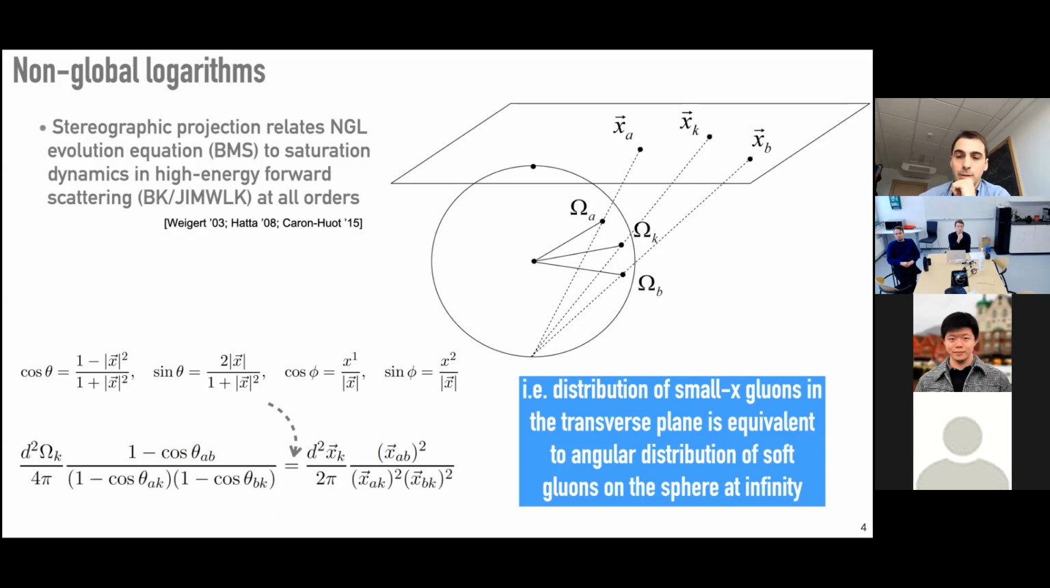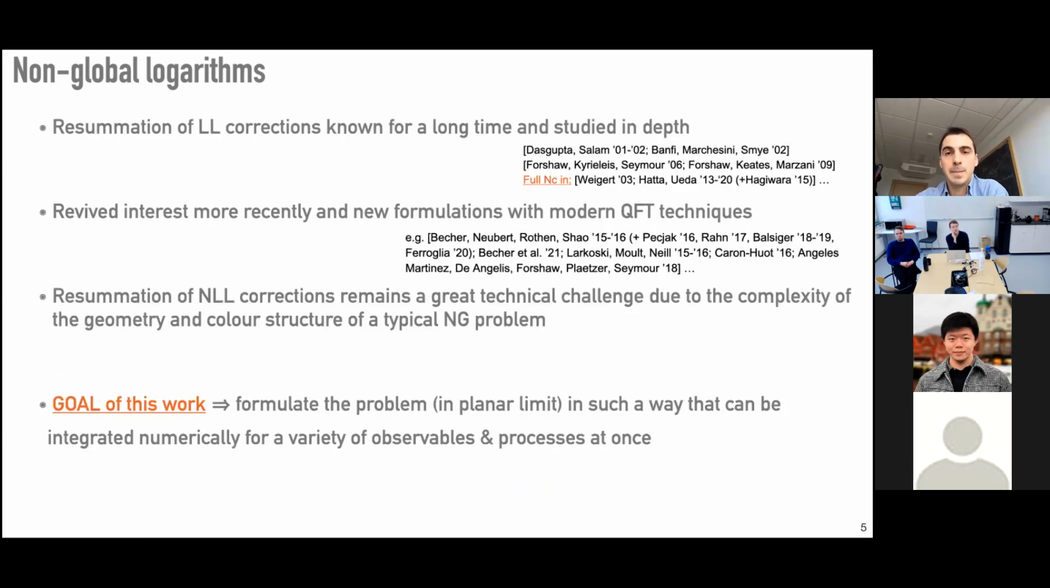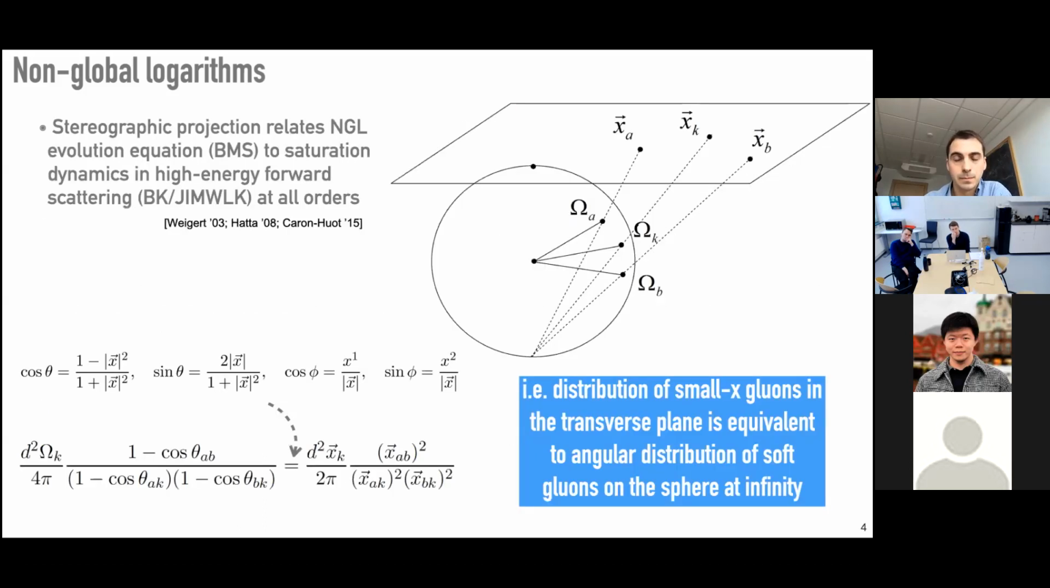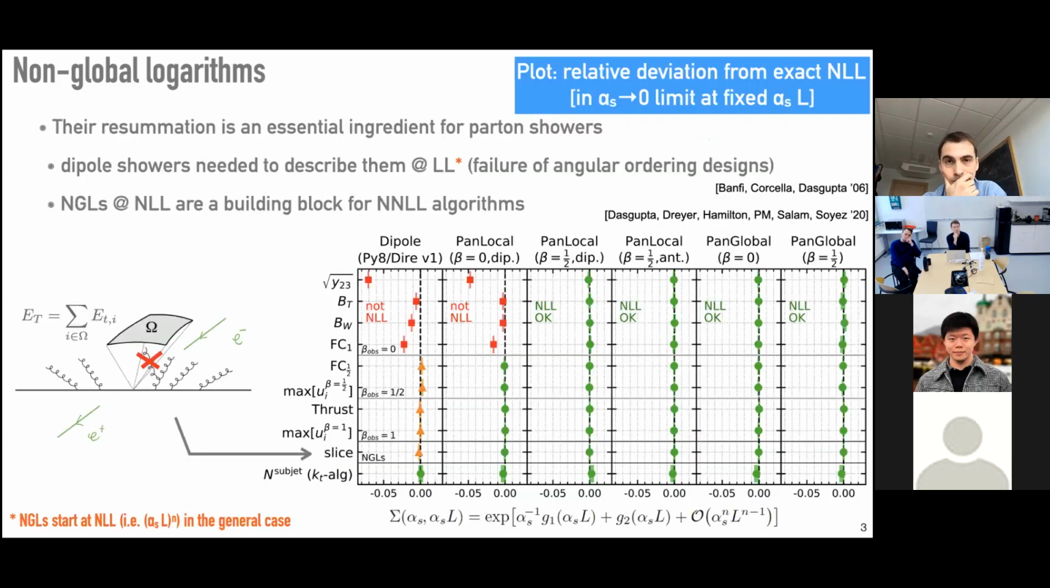So, excuse me, can I just ask something? I know that in PanScales, several of you are developing a next to leading log initial state shower. And I was a bit curious, given the previous slide that you have, does that mean that you also have to somehow solve the JIMWLK equation at that accuracy?